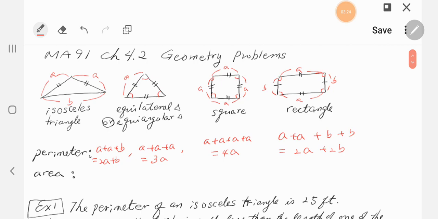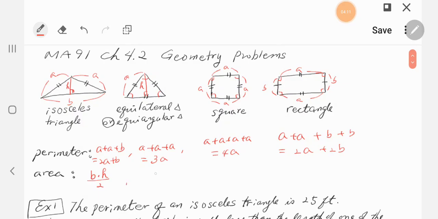Okay, how about the area? For the triangle, let's say this is the height. The height is the line segment that is perpendicular to the other side. So let's say this is H. Then the area of a triangle is always base times height divided by 2. Let's say the base is B. Base times height, which is H, divided by 2. That's the area of a triangle.